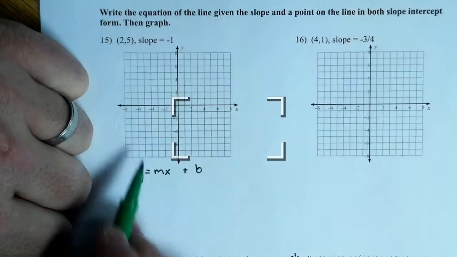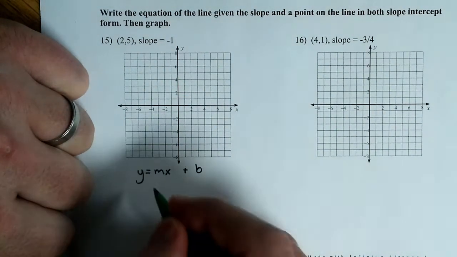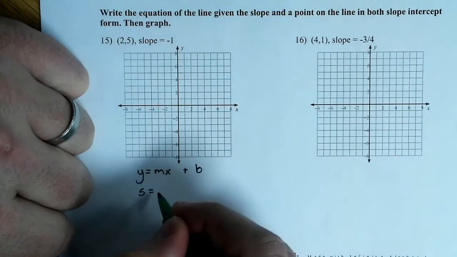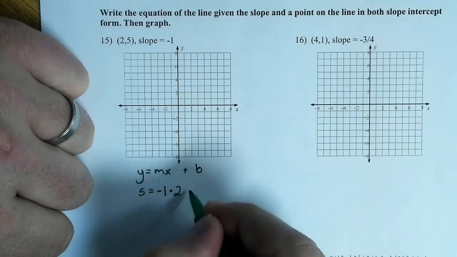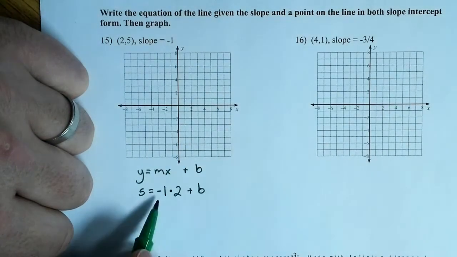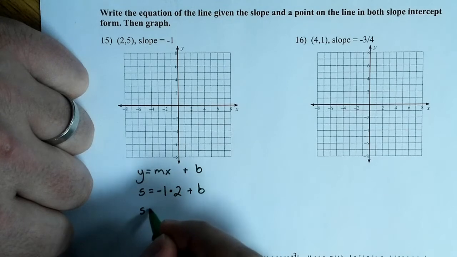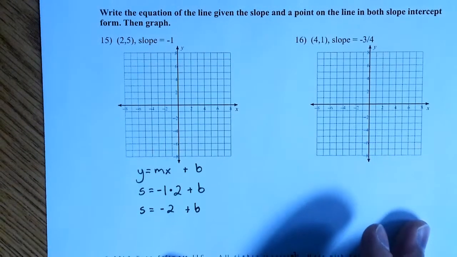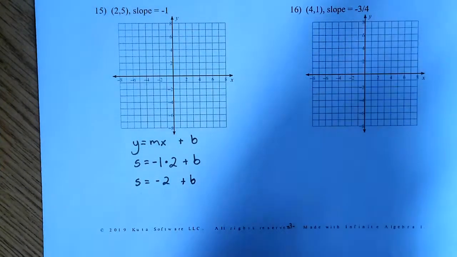So what is our y for this problem? 5 equals, what's our m? -1 times, what's our x? 2 plus b. What's -1 times 2? -2. So we have 5 equals -2 plus b. Move this down a little bit.